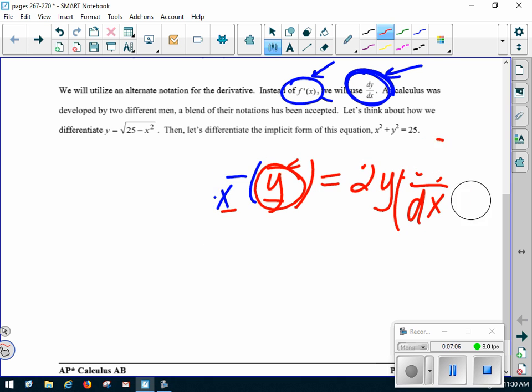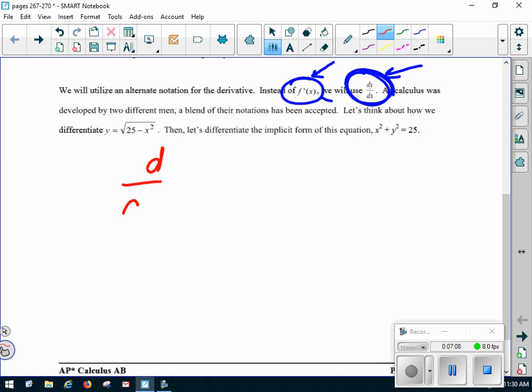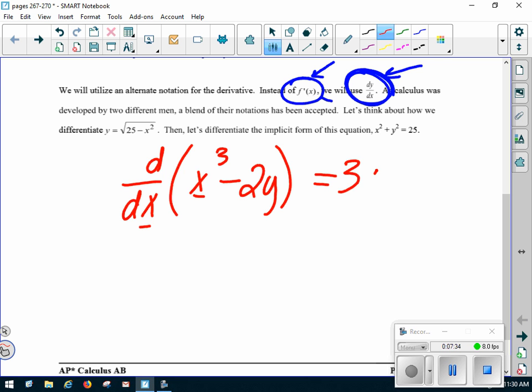Let's try another one. I tell you to take the derivative with respect to x of x cubed minus 2y. Variables match, correct? I'm taking the derivative with respect to x. What's the derivative with respect to x of x cubed? 3x squared minus, that's it. The derivative of this with respect to x.